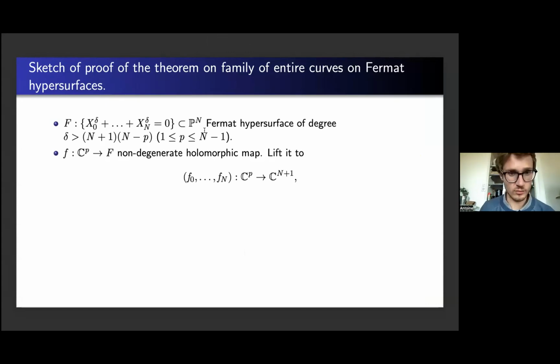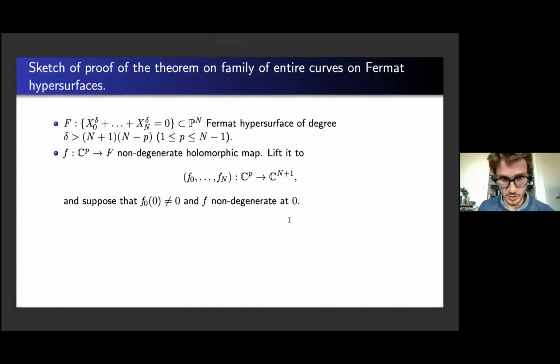So we lift it to C^{n+1}, as it takes values in the projective space. Write it in the following fashion, and we can always suppose that f0(0) is not equal to 0, and that f is non-degenerate at 0, because we suppose that the map was not degenerate. So up to translation, we can suppose that it's at 0.